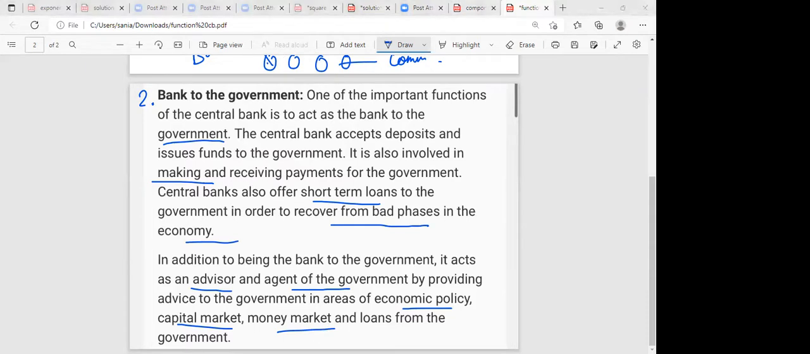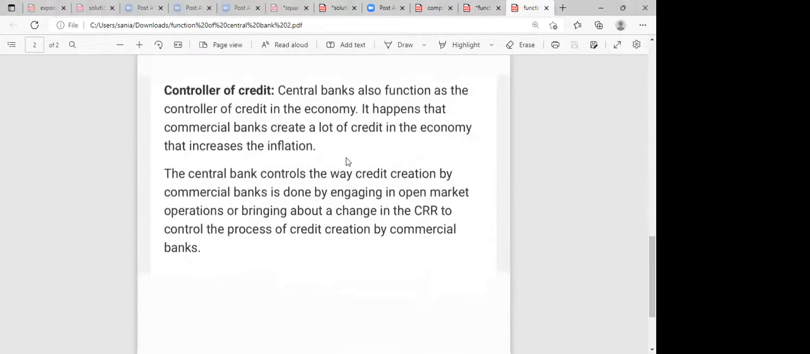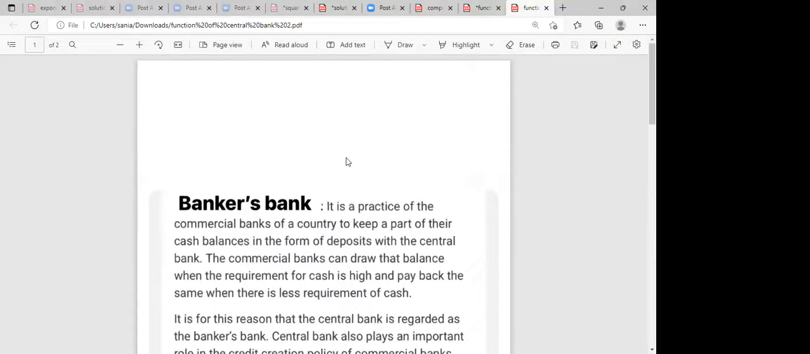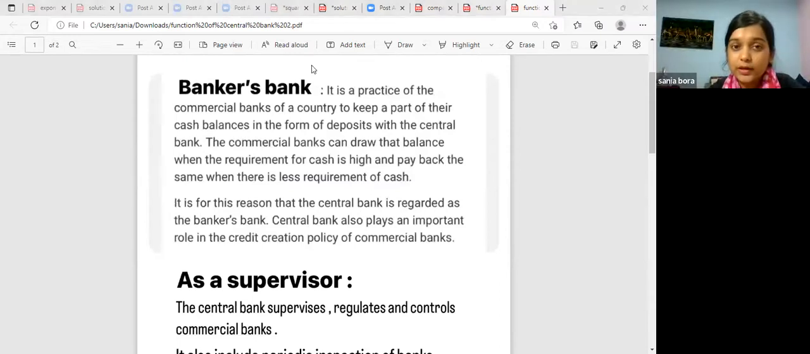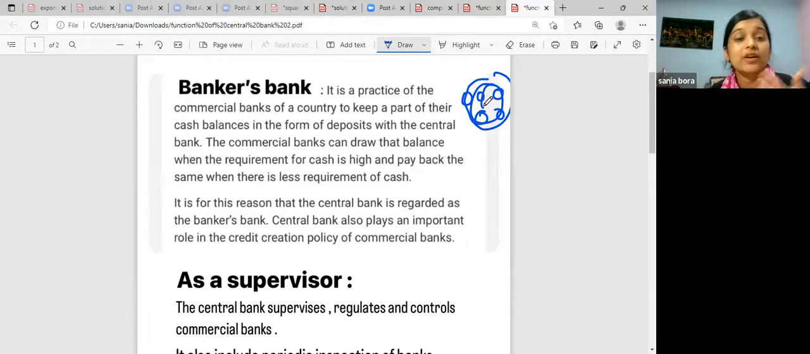Okay. So now the next two functions. Now, the central bank is also known as Bankers Bank. Ma'am, what is Bankers Bank? Basically, for example, these are the commercial banks. If they need a loan, they can also face the issue, right? If they need a loan, or want to deposit their money, where will they go? They will go to the central bank. That's why it is also known as Bankers Bank. Clear?